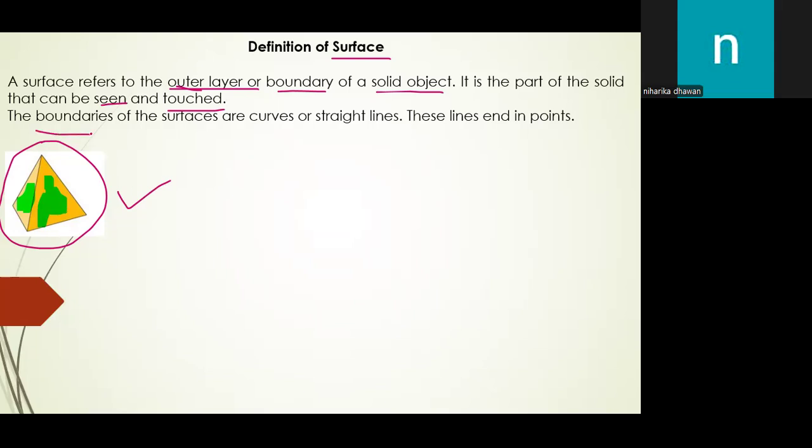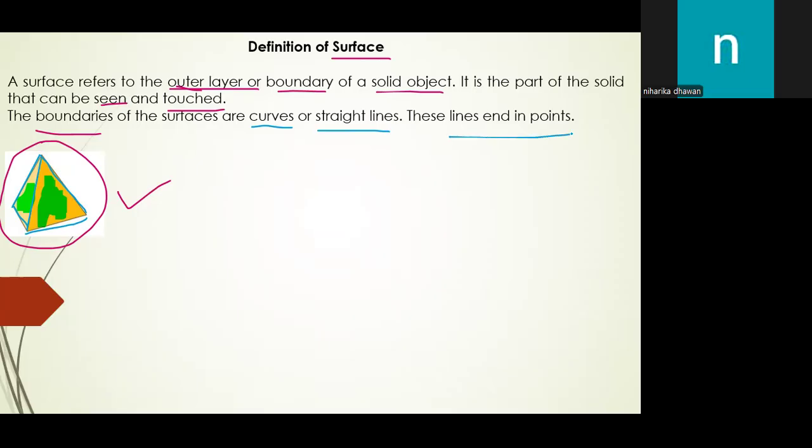Now the boundaries of the surfaces. Here as we can see, this is the surface. Its boundaries are these blue highlighted lines. I am highlighting all the boundaries here. These boundaries can be curves or straight lines. In this solid, these boundaries are straight lines, but in some solids, they can be curves also.